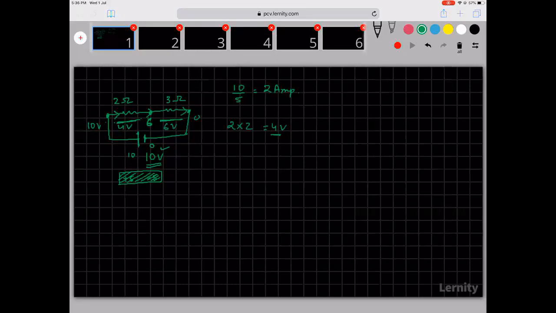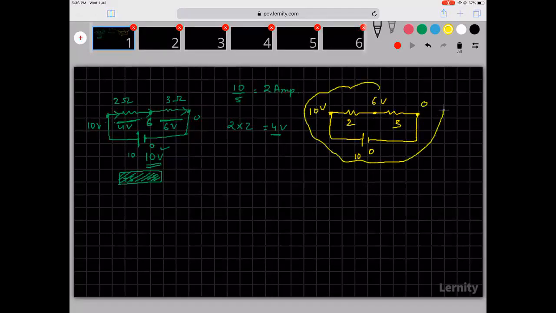Okay. So in this particular circuit, if this is 0, this is 10, this is 2, this is 3, this point will be 10 volt, this point will be 6 volt, and this point will be 0 volt. Okay. So I am assuming that all of you are able to understand this.